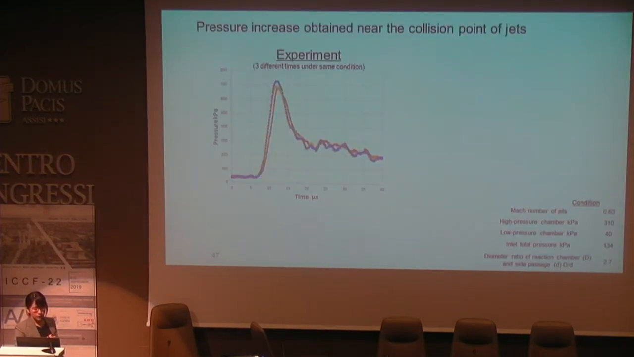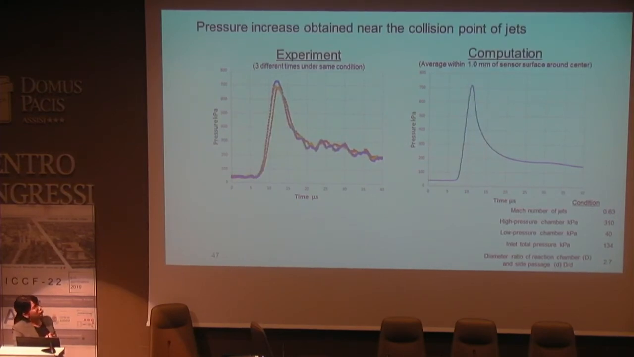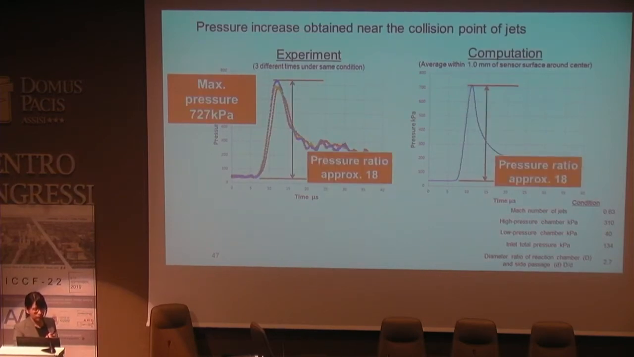So next are experiment results, and also this time computation results of the pressure increase obtained near the collision point of 14 jets. As you can see, for both experiment and computation, the maximum pressure increased to over 700 kilopascal, which is approximately 18 times that of the initial chamber pressure. This high pressure increase in intake was seen for both experiment and computation.